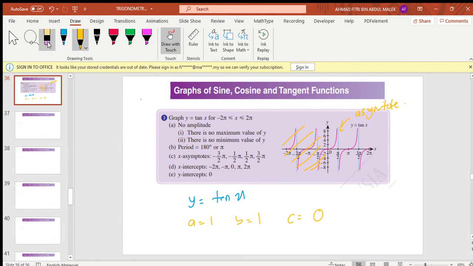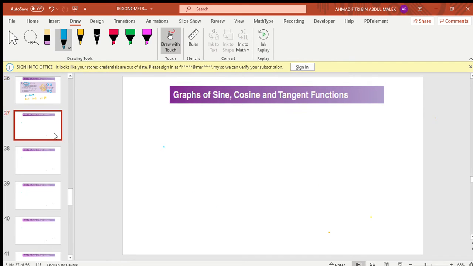Okay, so why is this, later. The special thing about the graph of tangent is that it doesn't have amplitude, because the shape is not limited by a maximum or minimum value. It's just that we don't need to draw it until infinity. We stop over there, but this is not the amplitude. Okay, so I go to the graph.